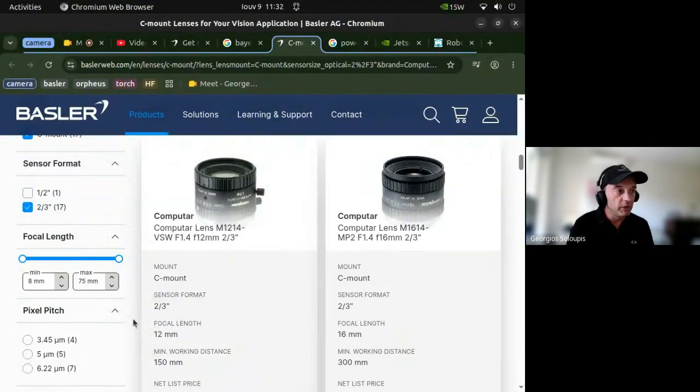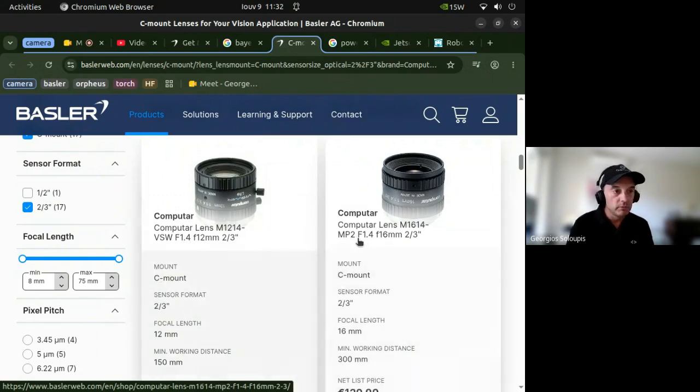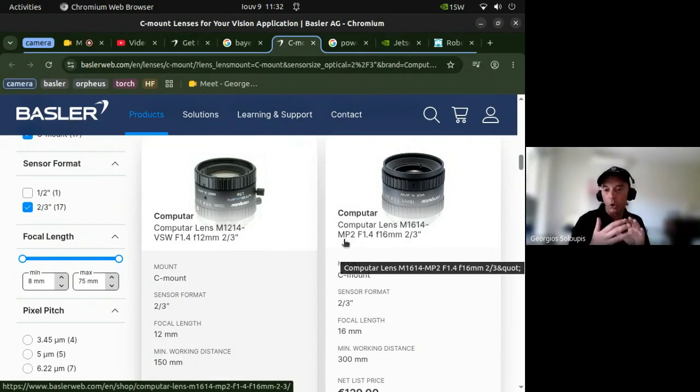So I just bought the Computar M1214, and also I saw that this one is the MP2, not this one, just another. So it was the M12, but it was the MP2. Basically, it's 2 megapixels on top of the 1.3 megapixels of the sensor. So this will give us very sharp images indoors with not a lot of light.